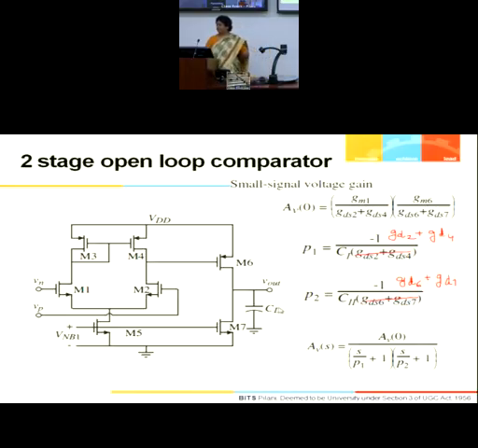Similarly, the second pole will come at the output, or the first pole may be at the output and the second pole may be here. It depends. The pole at this node will be GD2 plus GD4. The pole at this node will be GD6 plus GD7. I'm not saying which one is coming first, because it depends on their RC combinations. Any one of them can come first, then the other will become second.